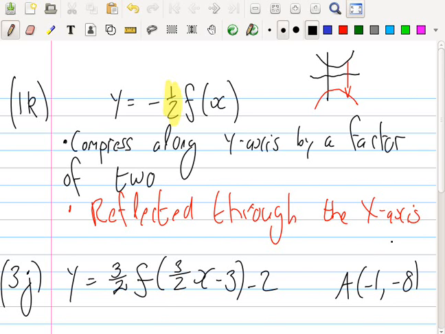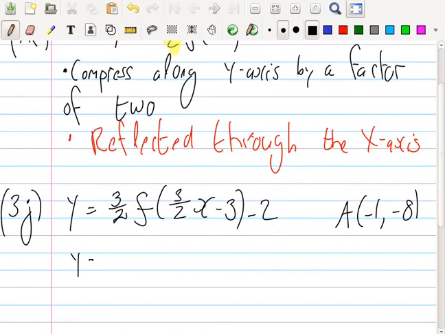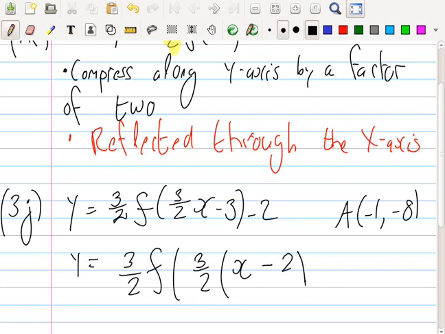Okay, 3J now. So, before I start 3J, the start of 3J is to take out this 3/2 in front here. So I need to put a 2 here. And the reason for the 2 is because minus 2 times 3/2 is minus 3. So these are kept the same.